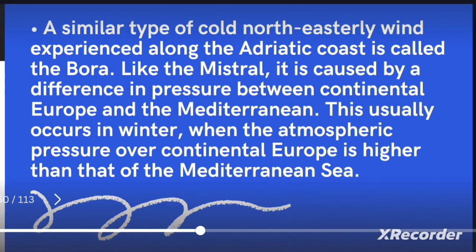Mistral. Mistral is a cold wind from the north of the Mediterranean Sea, rushing down the Rhone Valley in violent gusts between 14 and 18 miles per hour. The velocity of the Mistral is intensified by the funneling effects in the valleys between the Alps and Central Massif, and in extreme cases, trains may be derailed and trees uprooted. A similar type of cold northeasterly wind experienced along the Adriatic coast is called Bora.